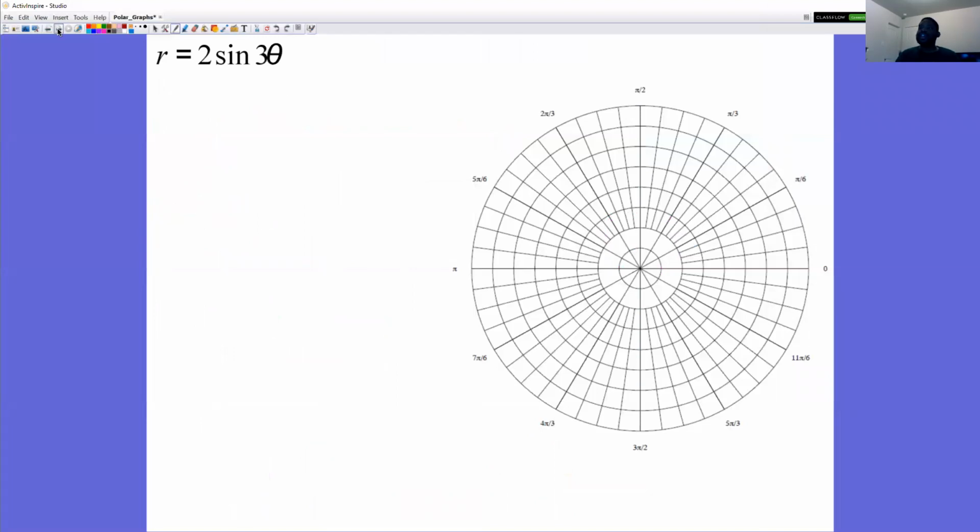r = 2 sine 3 theta. And so first thing we're going to do is identify what type of graph it is. And so if you look at the form of the equation, you know it's a rose curve with 3 petals. And I know it has 3 petals because 3 is an odd number. So remember, if n is odd, then your rose curve has that many petals.